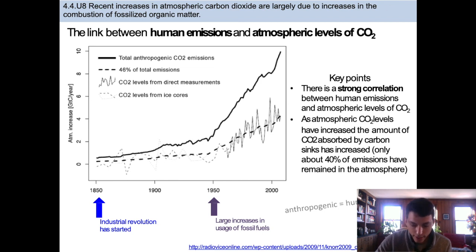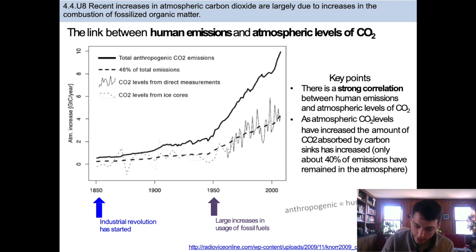The solid line is the total anthropogenic CO2 emissions. What that means is the total amount of CO2 emissions from humans. Anthropogenic just means human caused. So it's the total amount of CO2 that humans have emitted. This dashed line is 46% of total emissions, so it's just 46% of this line.